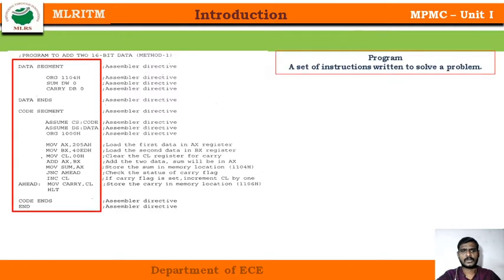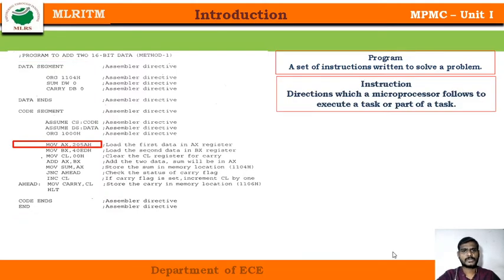A program is nothing but a set of instructions written to solve a certain problem. So what is an instruction? A direction which the processor follows to execute a task or a part of a task, we can call an instruction. Before proceeding further, we should know the computer languages that a computer can understand.